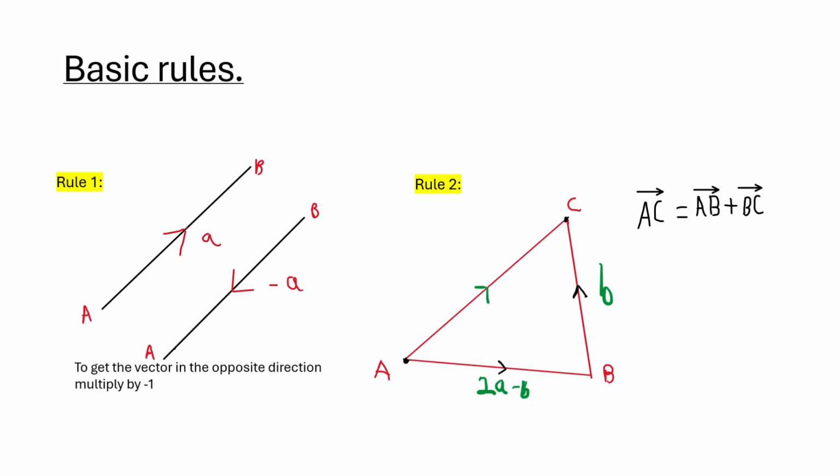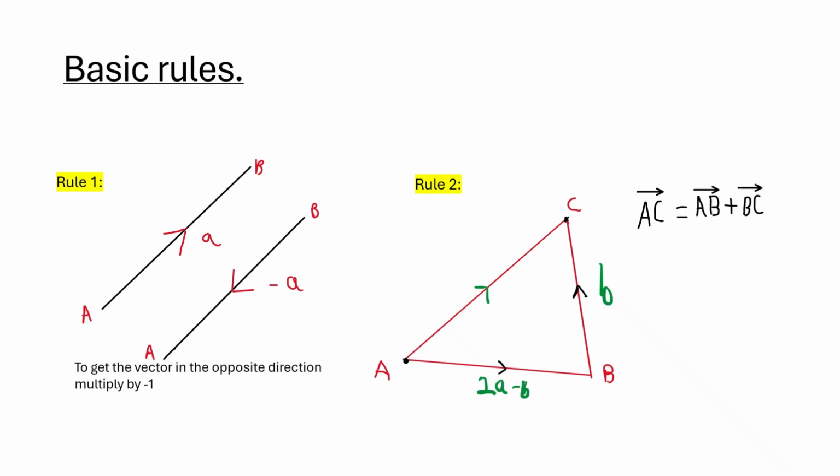Before I get into more of the difficult stuff, I'd like to go through some basic rules. So rule 1 is, to get a vector in the opposite direction, you have to multiply by -1. So say you want to go from A to B, that's A. Going from B to A in the opposite direction is the same as multiplying A by -1, so it'd be -A.